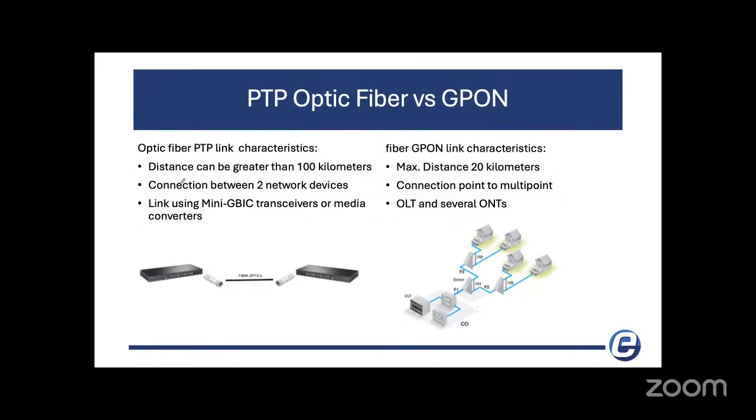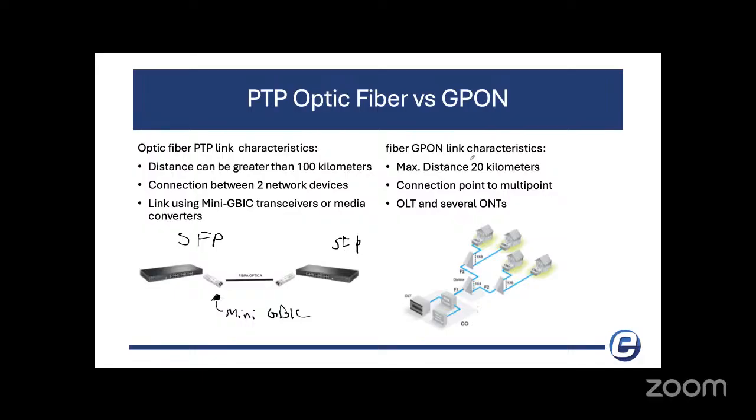So when doing PTP optic fiber versus GPON, your PTP links give you greater distance, and you use just a connection between two devices. The switches have an SFP port on each side, so you're using what are called SFP or mini-GBIC. Their function is to convert electrical signals into light. They send light through each device, and when they receive it, they send electrical signals to the switch, and that's how they are connected.